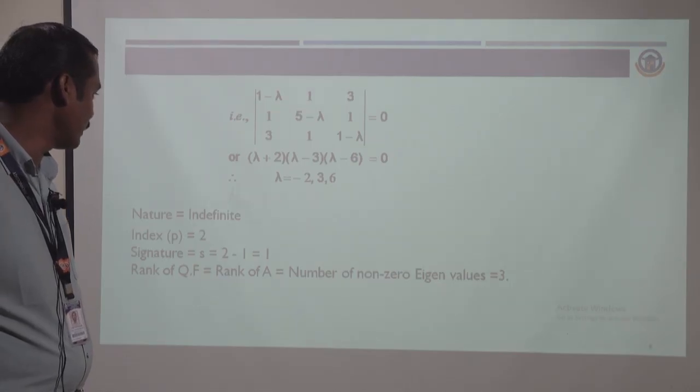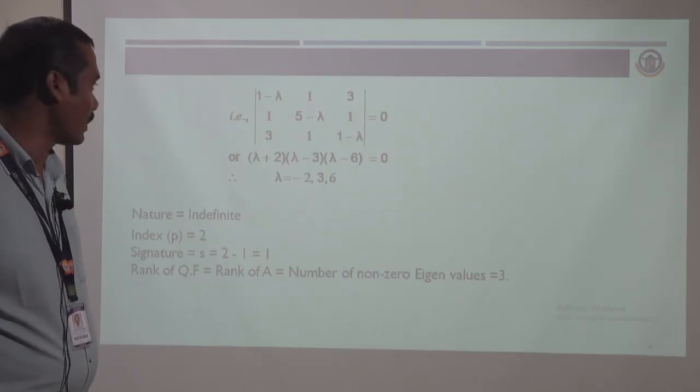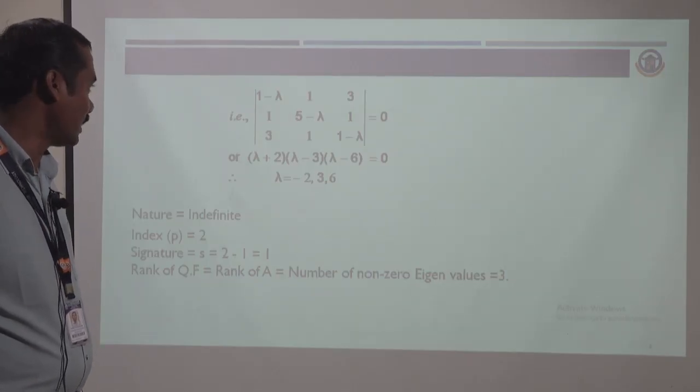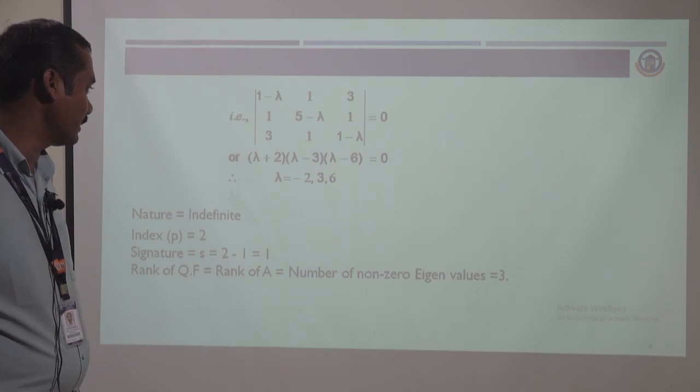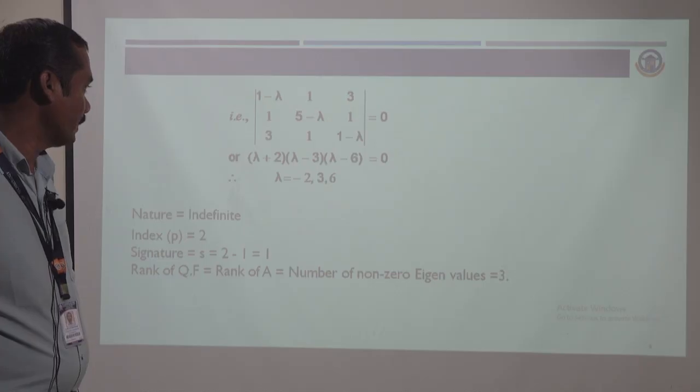Then the rank of the quadratic form is the rank of A, the number of non-zero eigenvalues. All the eigenvalues are non-zero, so the rank of the quadratic form is equal to 3.